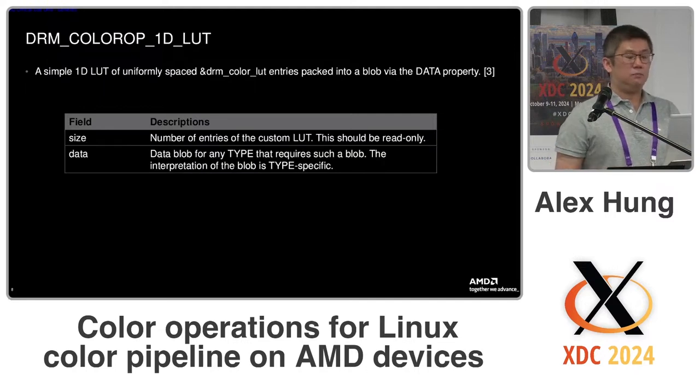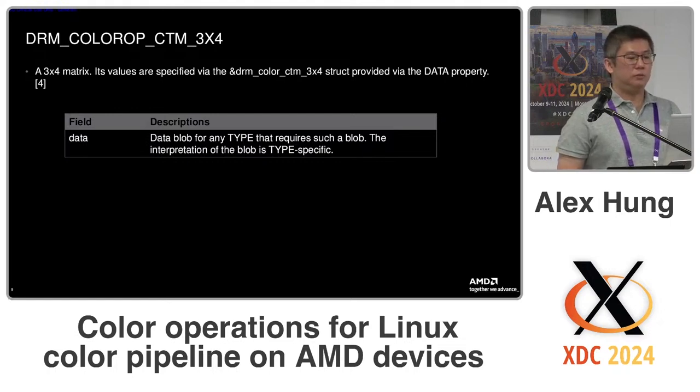The 1D LUT is pretty similar to the 1D curve, but it provides a way to pass a custom 1D LUT from the user space to the Linux kernel. Because we are passing a LUT, we do need a size that defines the number of the LUT entries, and also a data block where the user space writes the LUT itself. The reason to have a 1D LUT is that it provides more flexibility than the 1D curve, so people can use whatever they want.